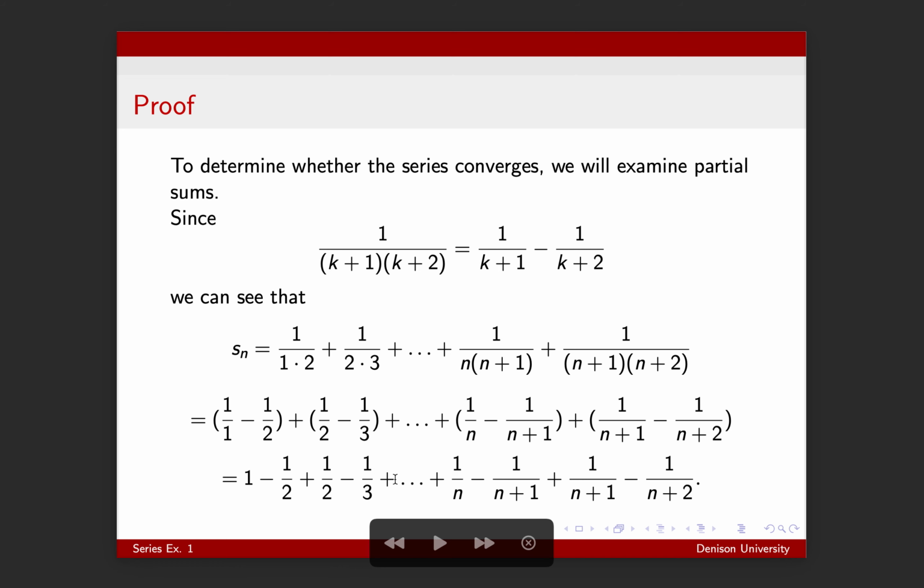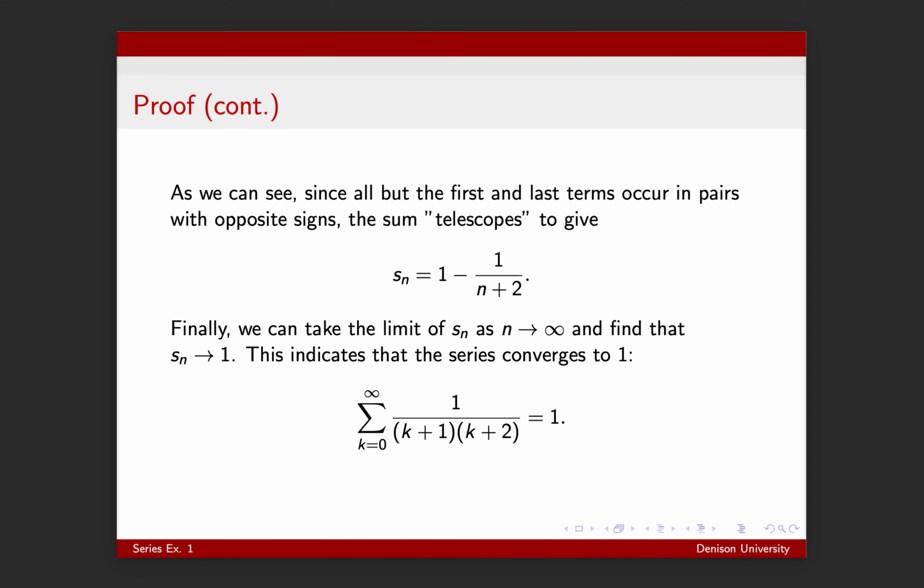Negative 1 third plus 1 third is in the ellipsis, and same with the minus 1 over n, it's also in the ellipsis. And then we also have minus 1 over (n plus 1) plus 1 over (n plus 1). So everything besides the 1 and minus 1 over (n plus 2) is going to sum to 0. So that's why the partial sum equals 1 minus 1 over (n plus 2).